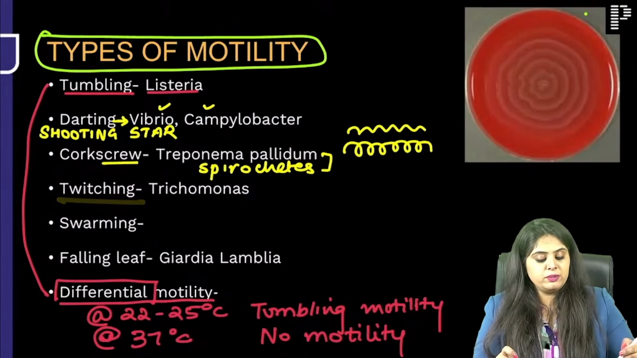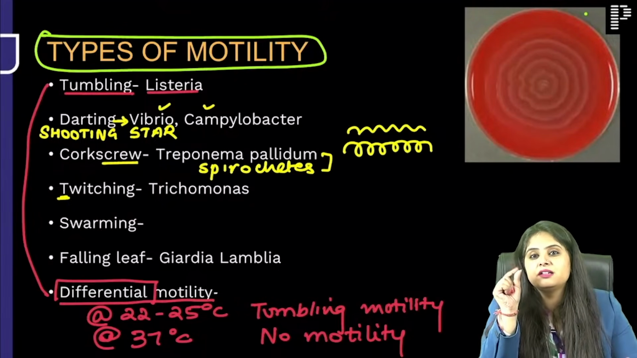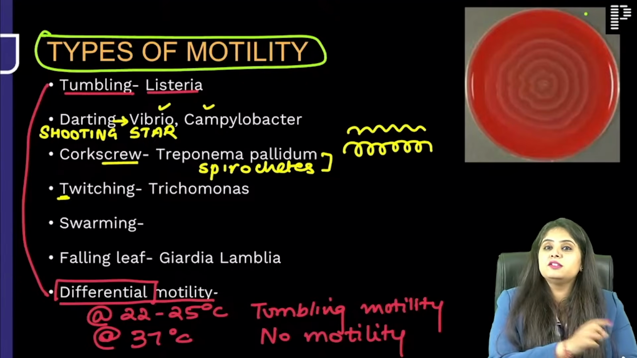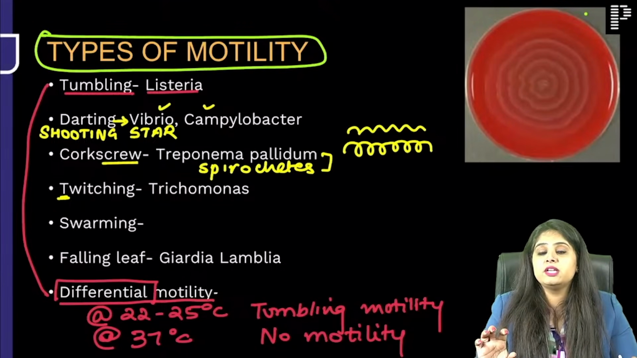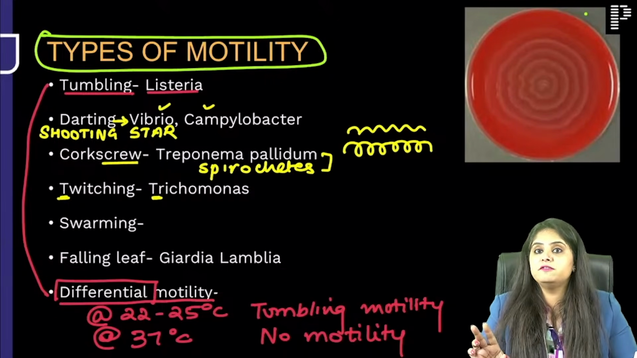Coming to twitching. What is twitching? All of you, have you ever experienced your eyelid starts, wo aankh fadakna, what you call it? Your eyelid starts twitching or some muscle of yours starts contracting, twitching. That kind of one second movements. Those twitching motilities are shown by Trichomonas, T for T.